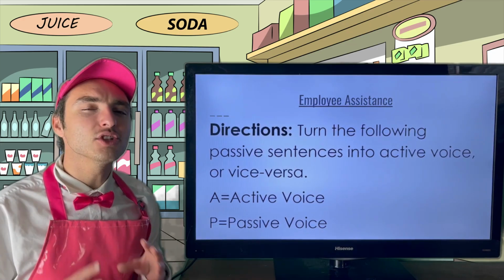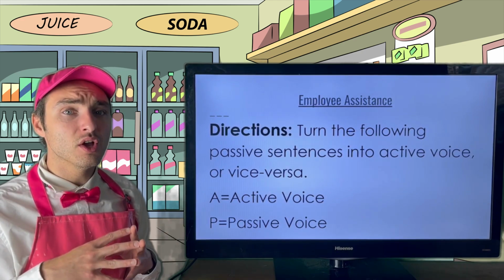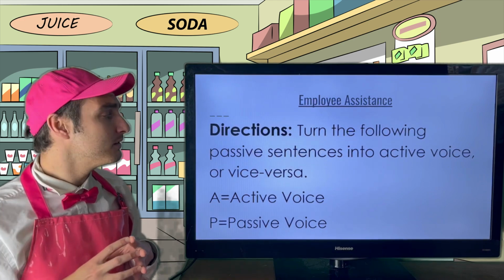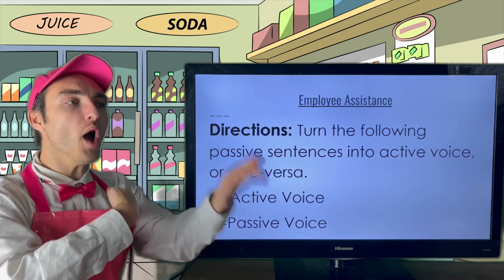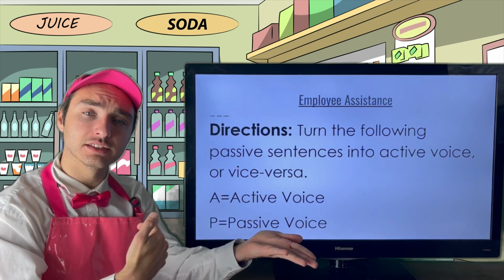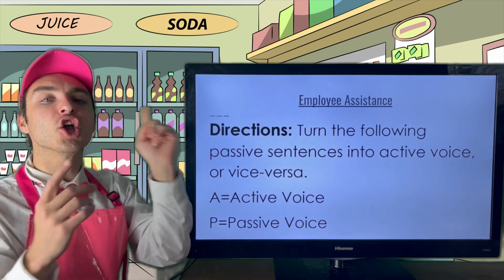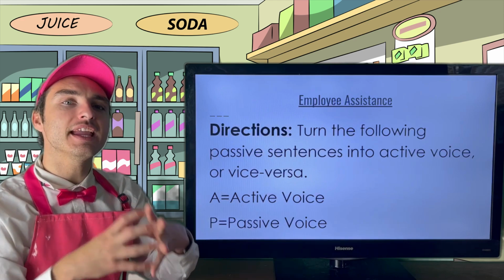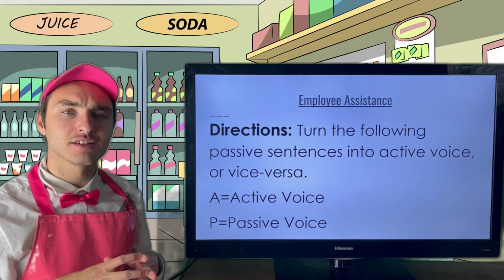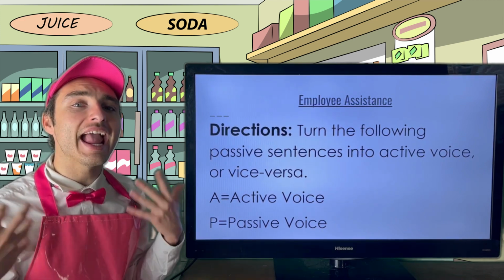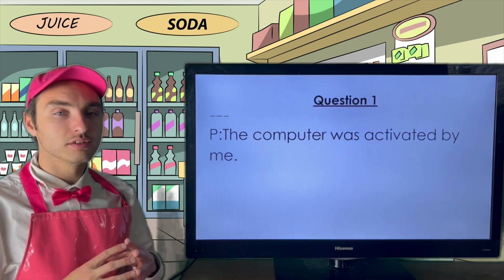For this section, here's what's going to happen. I'm going to go ahead and provide a sentence. What I need you to do is, if the sentence is in active voice, I want you to flip it into passive voice. And if the sentence is in passive voice, guess what? Go ahead and flip it into active voice. So you're just flipping the voices of each sentence. That way you know how to write and recognize both types. So let's get into it.